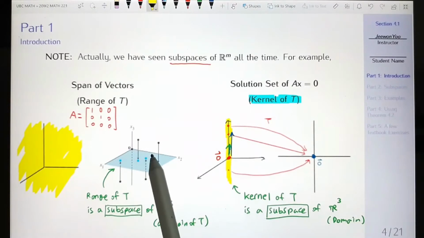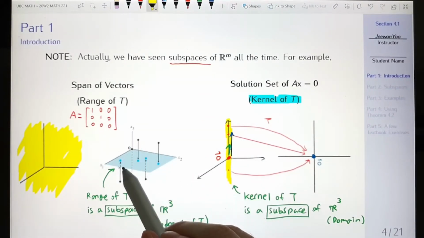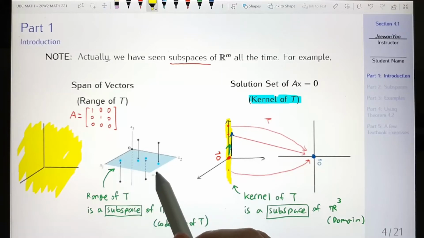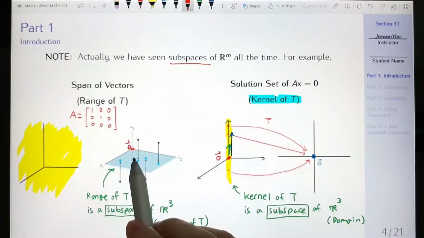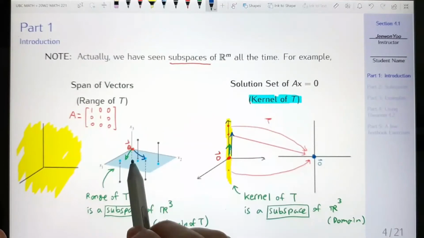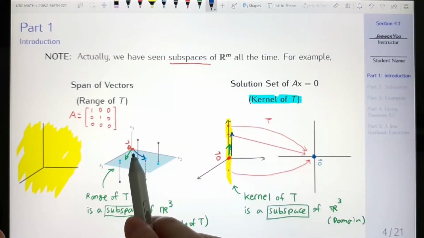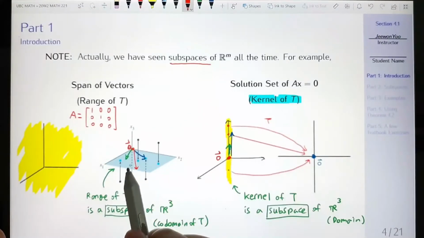Just imagine this set as well. This set is the entire xy plane, not just a positive region, okay? Just imagine this is the entire xy plane, okay? Surely, the zero vector is contained in the set. At the same time, if you have 2 vectors living in the set, their addition must also be living in the set as well. Do you understand?